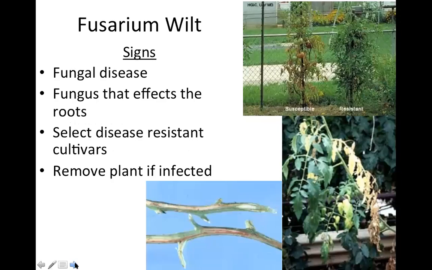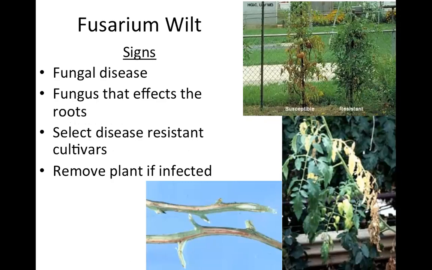Fusarium wilt, it's a fungal disease. I don't know too much about wilts, to be honest, but I just know if your tomato plant starts wilting in like November, that's okay. But if it starts wilting in like July or August, you probably have some kind of bad wilt or blight, and it's a good idea to remove the whole plant.